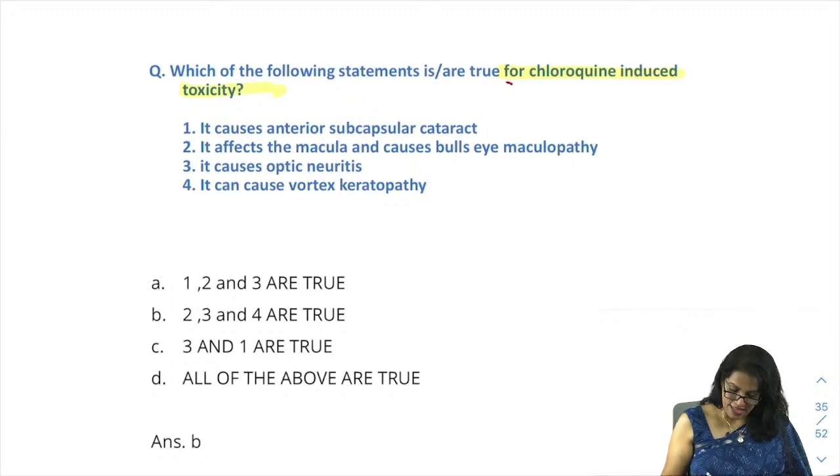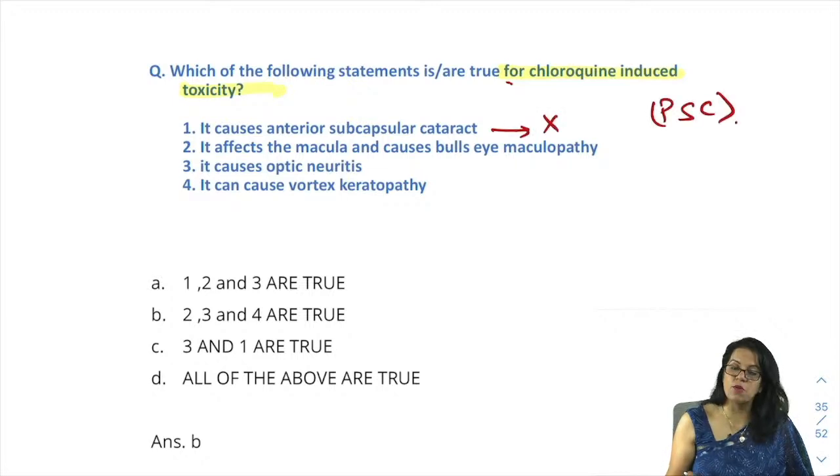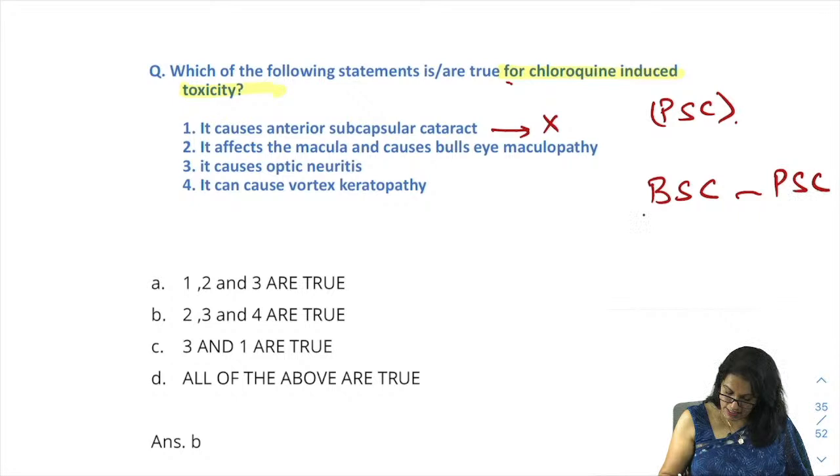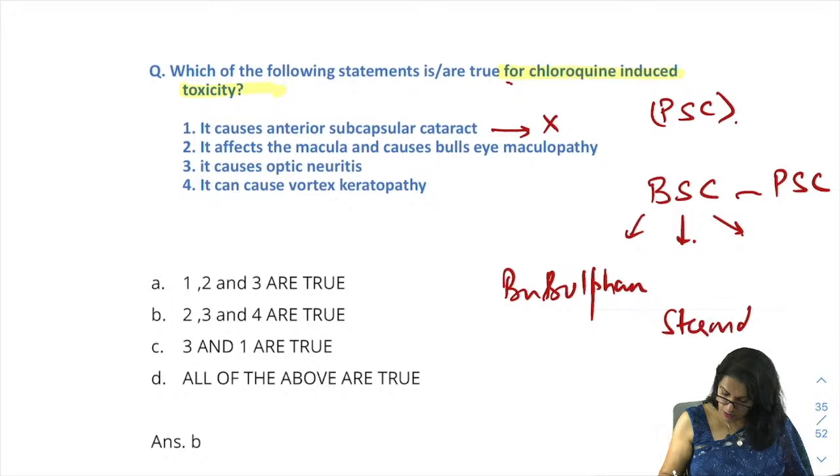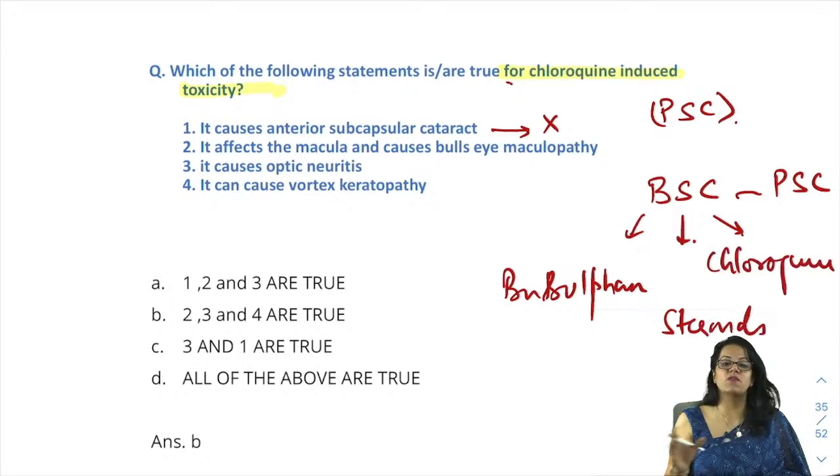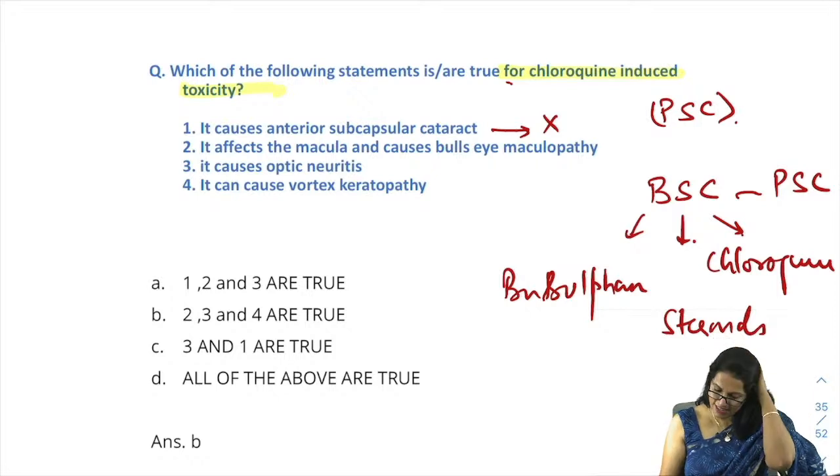Very good, Arun. So, this is not correct because it causes posterior subcapsular cataract. You remember toxic cataracts I taught you? BSC causes PSC. This is busulfan, steroids, chloroquine. They cause posterior subcapsular cataract. Rest all will cause anterior subcapsular cataract.